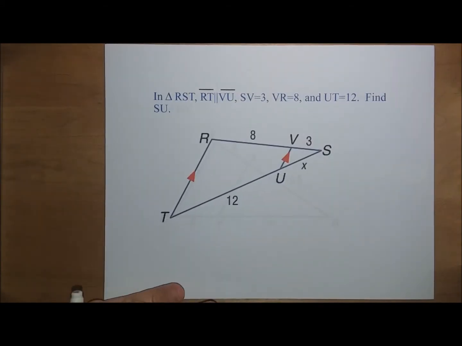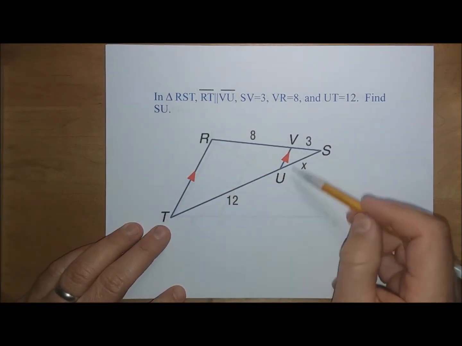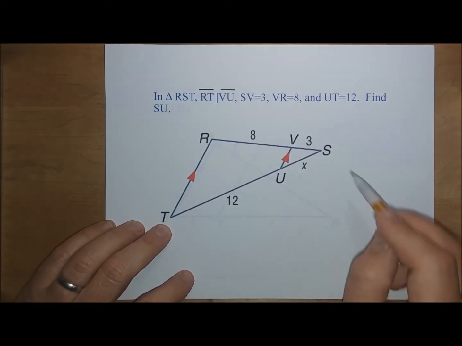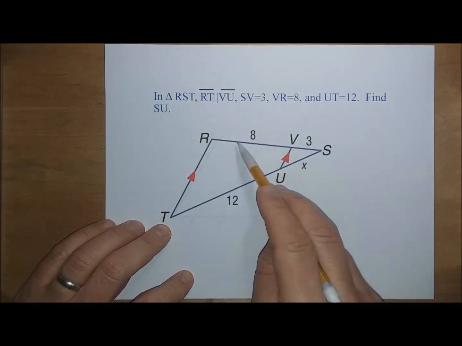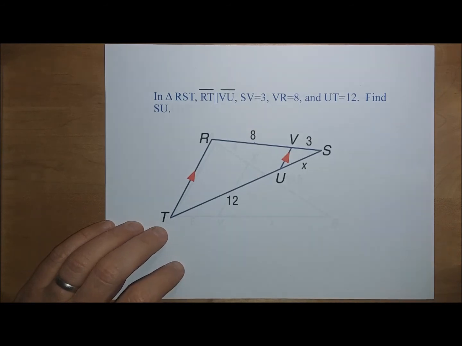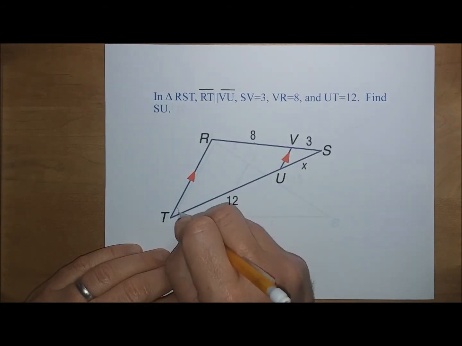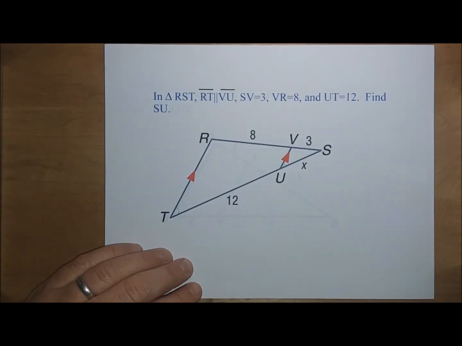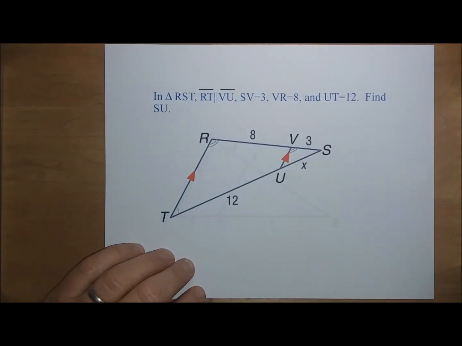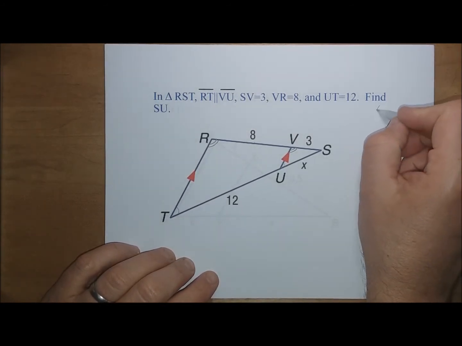Okay, could we try a problem like this? In triangle RST, they're telling us that RT is parallel to VU. They've marked that. These two segments are parallel. They're saying that SV is 3 units long, VR is 8, UT is 12. Could we find SU? Okay, well, if these segments are parallel, if you want, you can prove it to yourself. I got corresponding angles there. I've got corresponding angles there. We know corresponding angles are congruent when the lines are parallel. And so we've got similar triangles by angle-angle similarity.